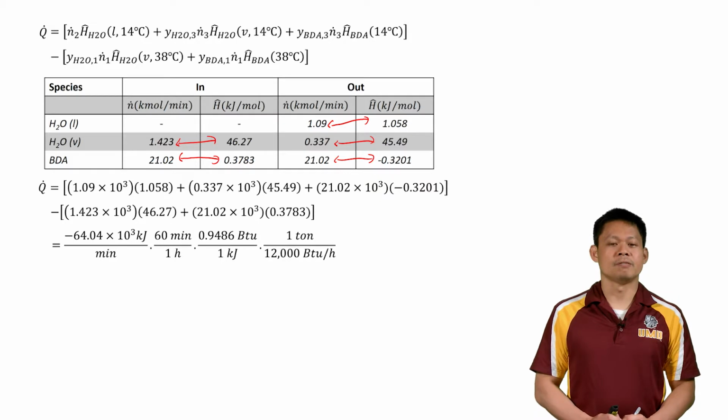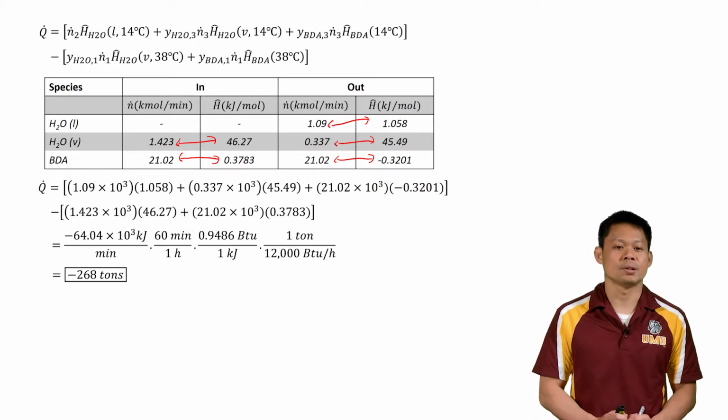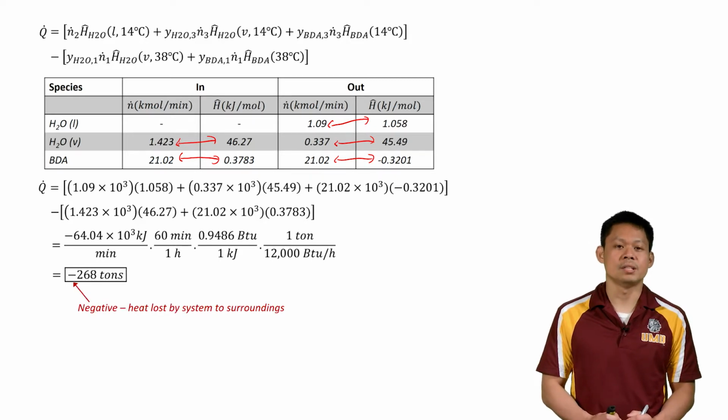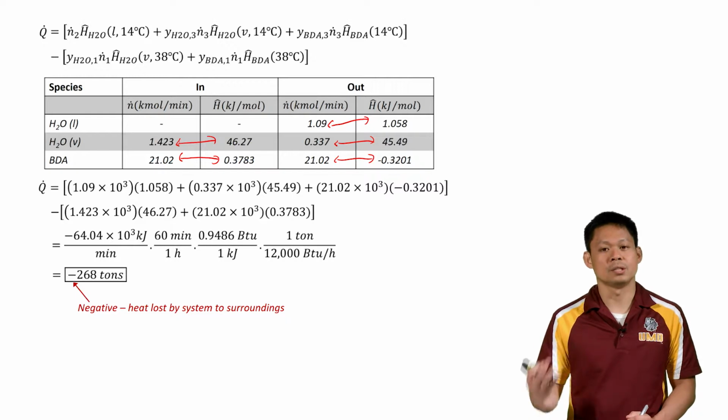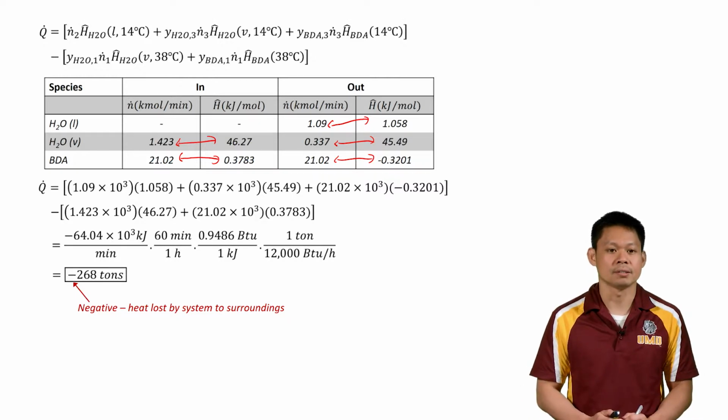We do the proper conversions. We want this in tons, so we can convert it to tons and we get minus 268 tons. What the minus sign means is that we are losing heat to the surroundings. The system is losing heat, which should make sense because this is a cooler. So we're essentially losing heat to the surroundings.